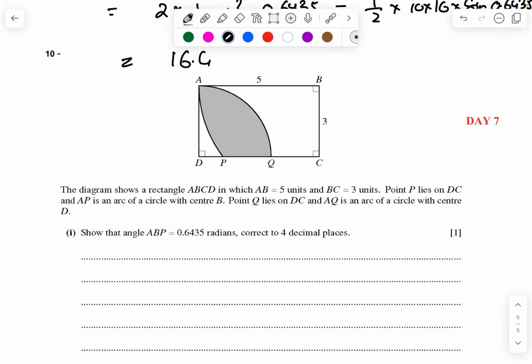Lastly, question number 10. The diagram shows the rectangle ABCD. AB is 5, BC is 3. Point P lies on DC and AP is an arc of a circle with center B. Point Q lies on DC and AQ is an arc with center D. So this is an arc. Similarly, this is an arc.